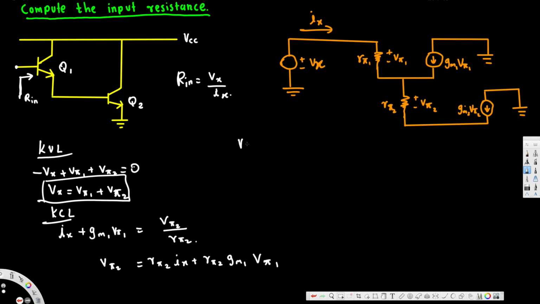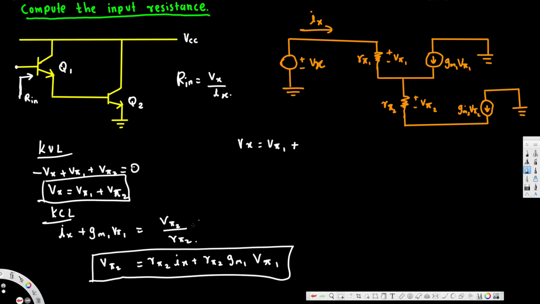So Vx is equal to V51. Instead of V52, we are going to plug what we derived here. So instead of V52, I put R52 Ix plus R52 GM1 V51. Okay, now we have Vx. Now we need Ix as well. To get Ix, there's a trick we can do.